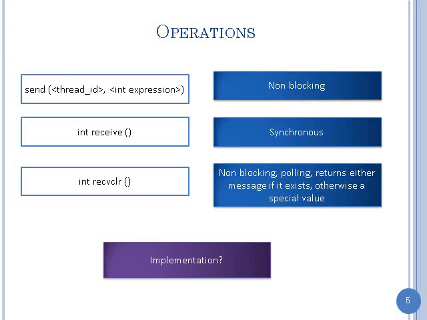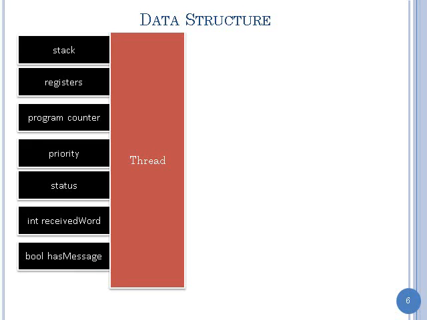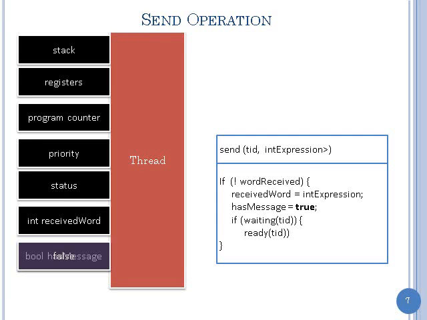Signal the other thread to let it know that, if there is somebody waiting, go and unblock it. So notify. Okay? That's it. So you have a data structure with each thread: your stack, registers, program counter, your priority, your status, are you ready, current? And we'll just go and add the received word and whether you have a message or not.